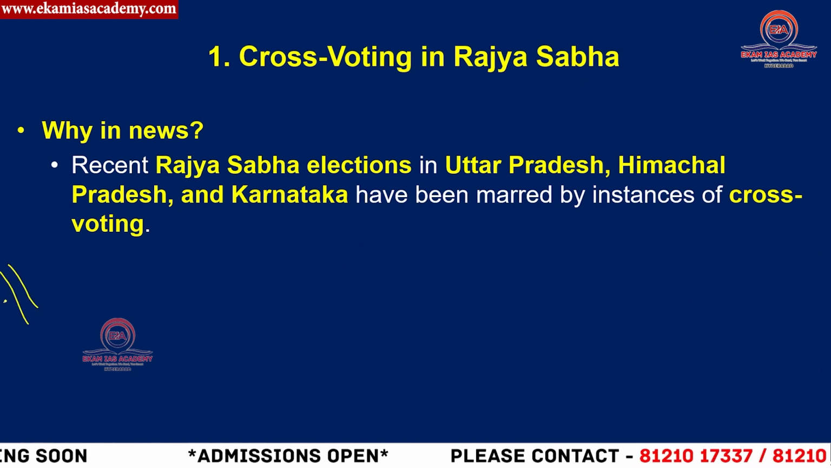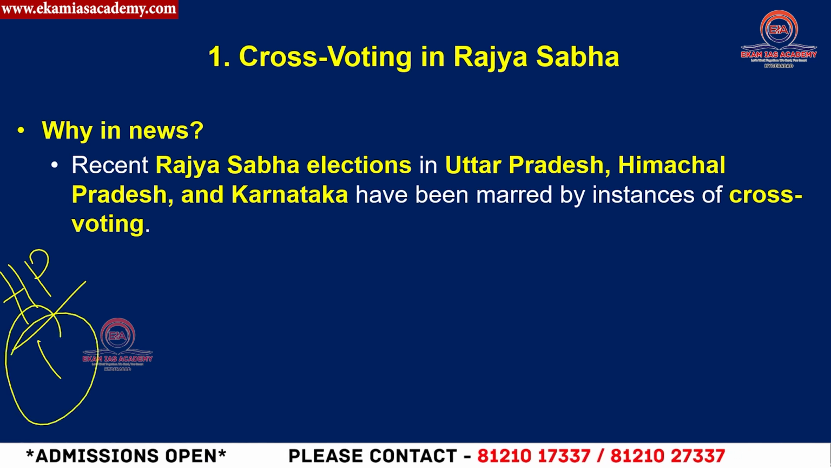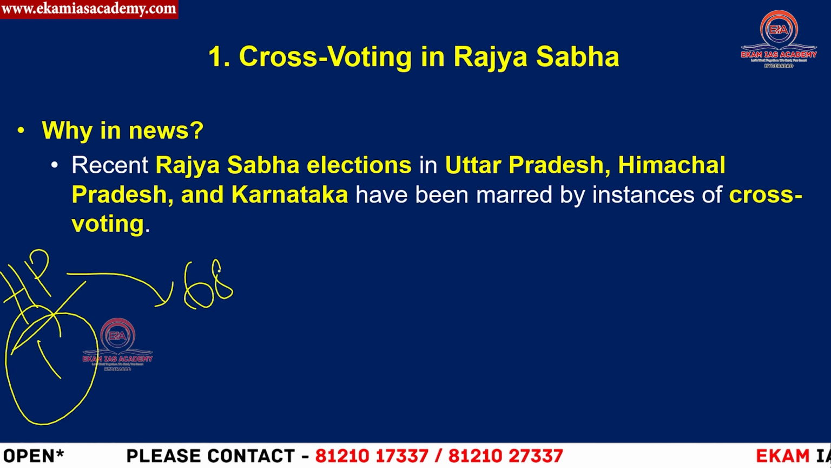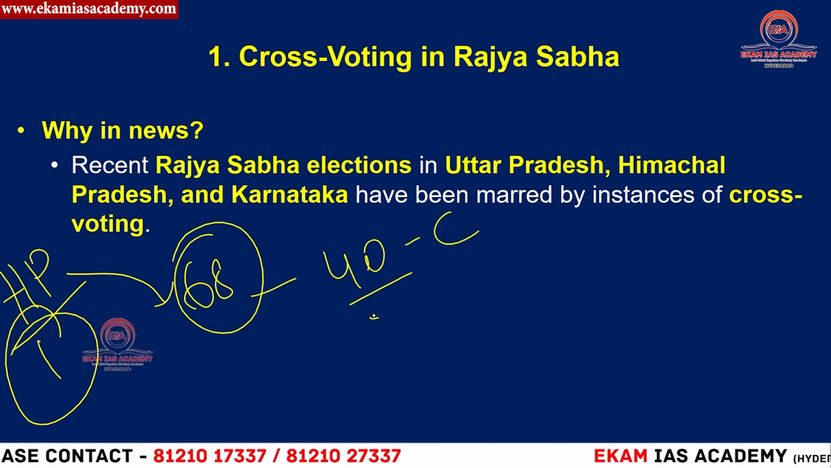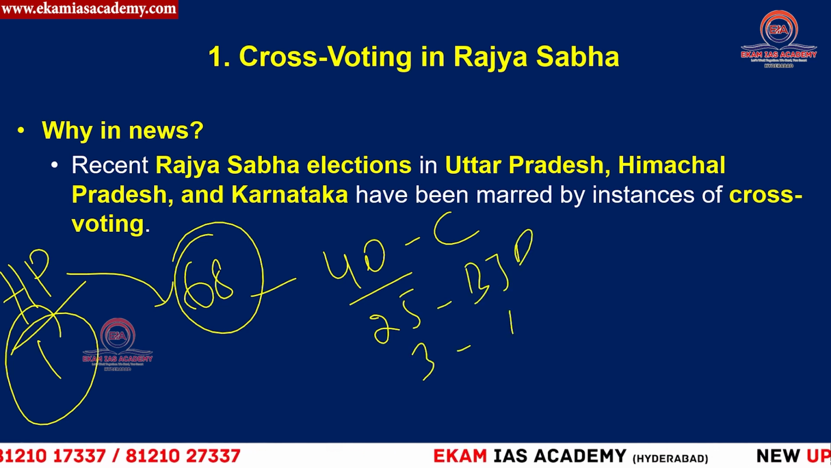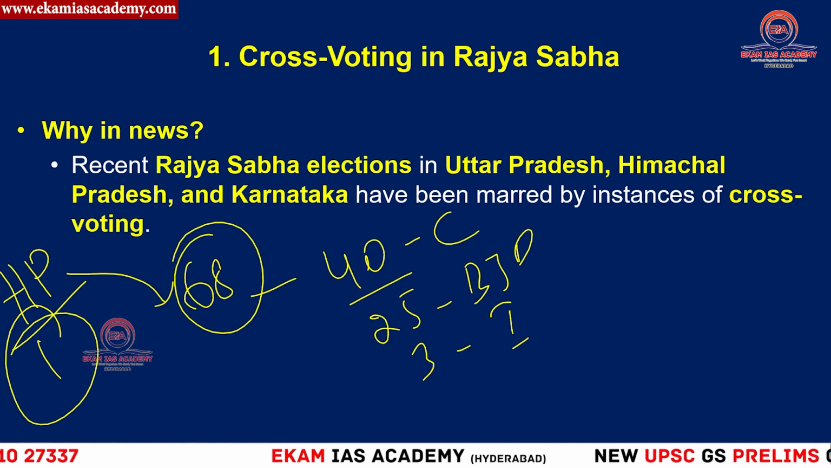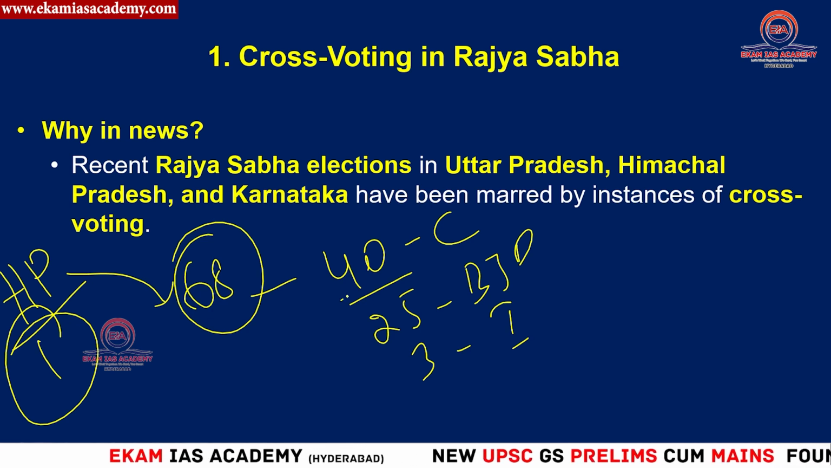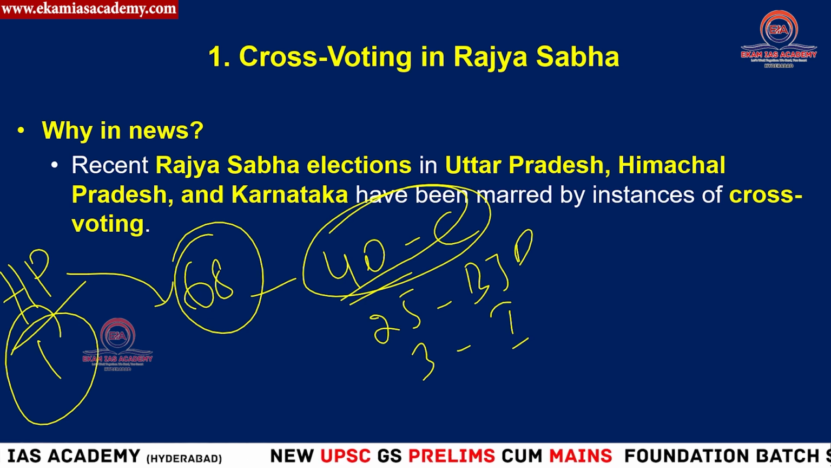In the Himachal Pradesh Assembly also, there is an election for one seat in Rajya Sabha, only one seat. In the Himachal Pradesh Assembly there are 68 MLAs, out of which 40 are from Congress, 25 are from BJP, and three are independent candidates. This is the composition of the Himachal Pradesh Assembly as of date. As the Congress has a majority, they can easily win the seat, right?